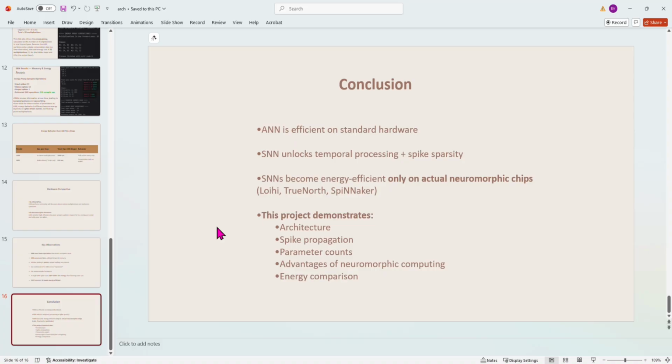What this project demonstrated is architectural differences between artificial neural network and spiking neural network, how spikes propagate in SNN versus activations in ANN, parameter memory usage, where both models use 26 parameters, energy consumption for ANN versus SNN, and why neuromorphic computing is more promising in the future. ANNs compute everything, SNNs compute only when needed, and that simple difference is where the energy saving comes from.